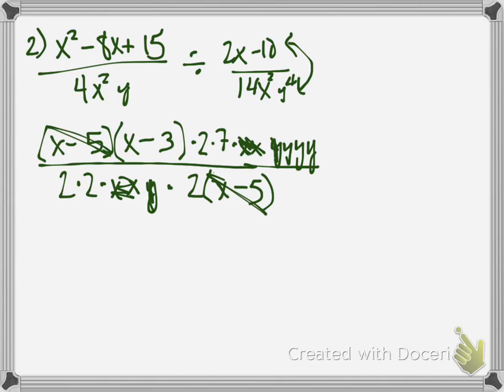A y cancels out, and a 2 cancels out, leaving me with an x minus 3 times 7y cubed, because there's 3 y's, and then 2 times 2 is 4. And that's it, because there's nothing else left on the bottom. Let's look at the other version of number 2.